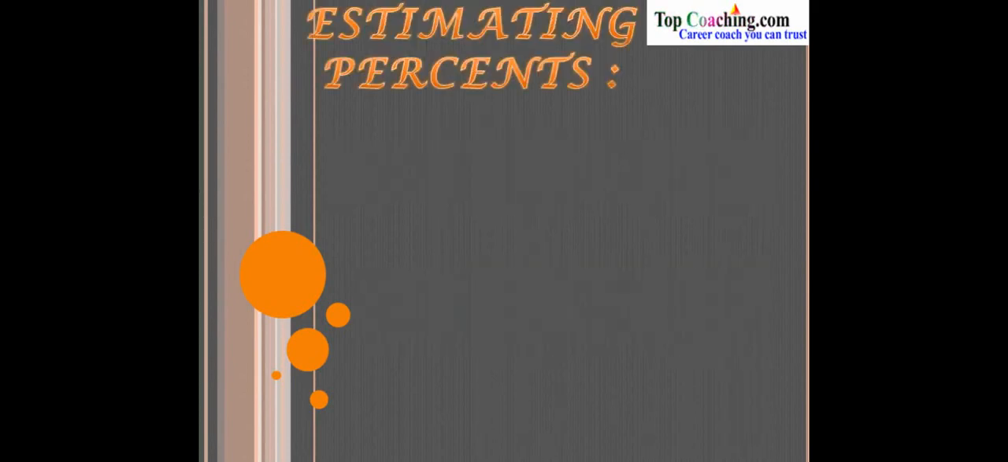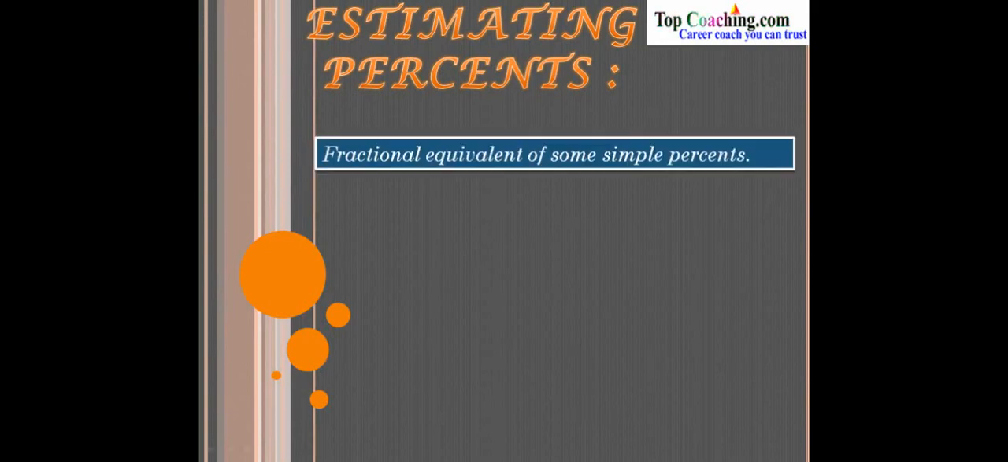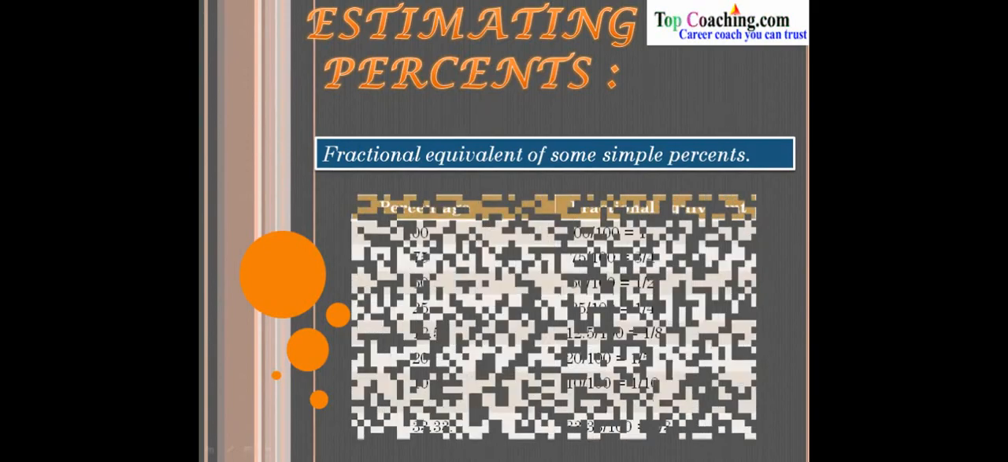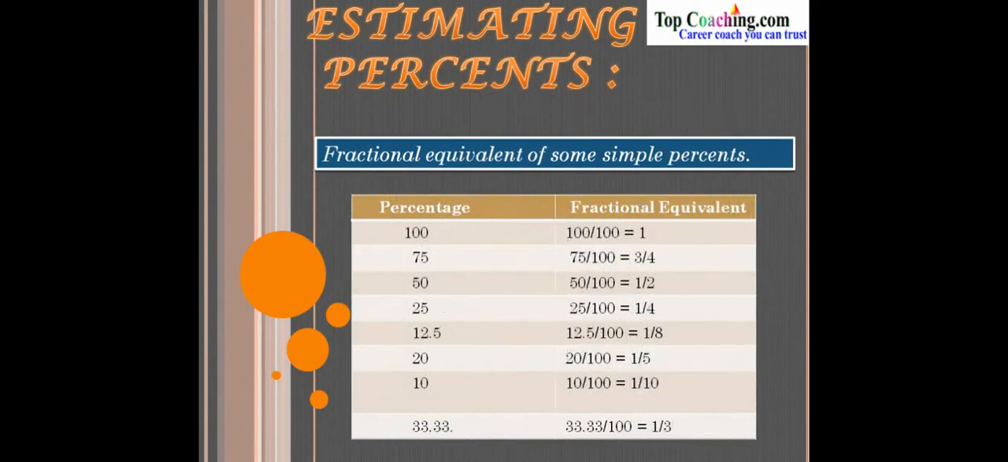Now, estimating percents. At times it's difficult for us to calculate the exact value of a percent. So in such cases, we simply estimate the percent. But before we do that, let's see some of the fractional equivalents of some simple percents. The first column gives us the percentage, and the second column gives us the fractional equivalent. So 100% means 100 divided by 100, and that is equal to 1. 75% would be equal to 75 by 100, equal to 3 by 4.